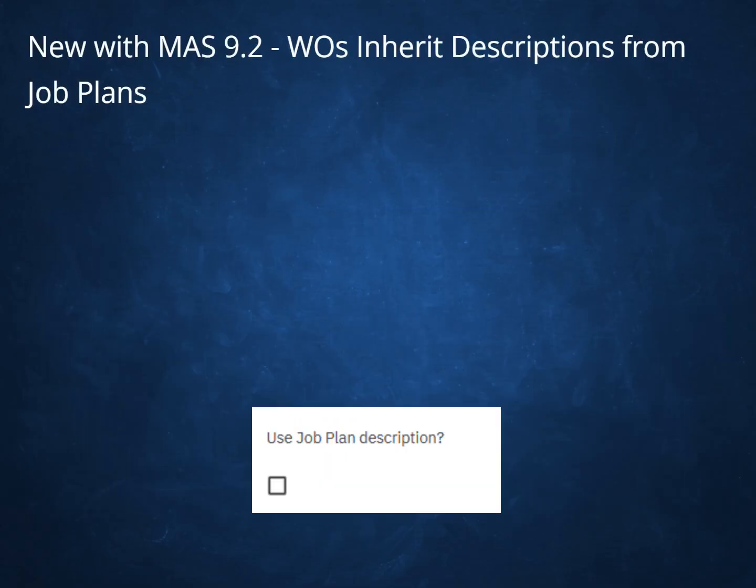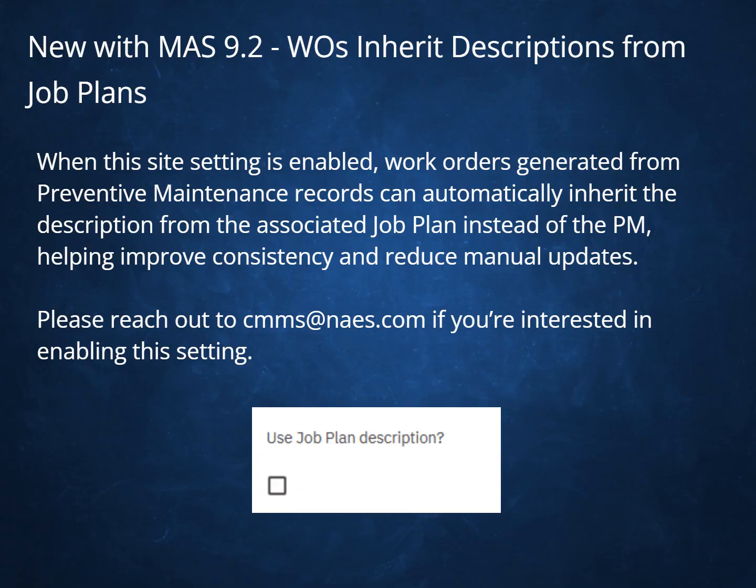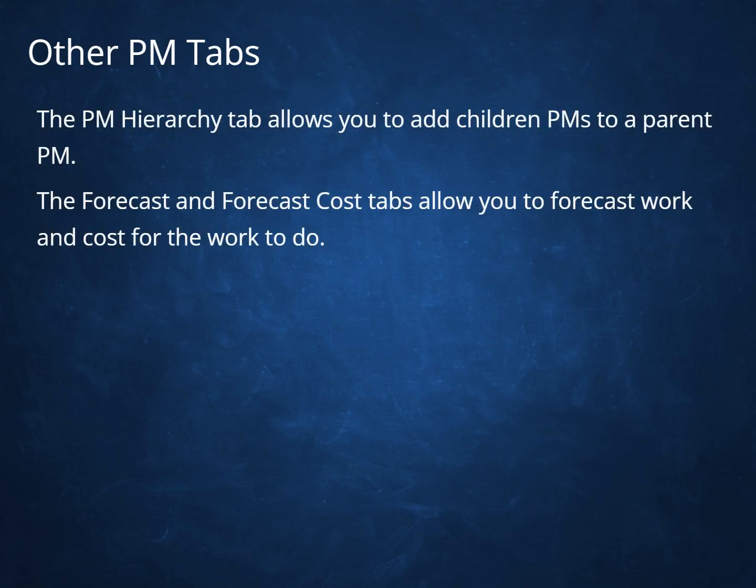Other PM tabs. When this site setting is enabled, work orders generated from preventive maintenance records can automatically inherit the description from the associated job plan instead of the PM, helping improve consistency and reduce manual updates. Other PM tabs. The PM Hierarchy tab allows you to add children PMs to a parent PM. The Forecast and Forecast Cost tabs allow you to forecast work and costs for the work to do.